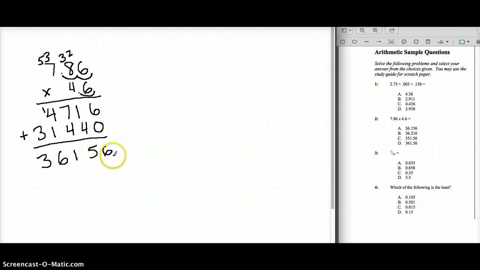So what we need to do is come back down here and start at the beginning. We can move that decimal 1, 2, and 3. And we would put the decimal right here. And that would give us the answer 36.156. And if we look over here, that's great because that's letter A, and that is the answer to number 2.